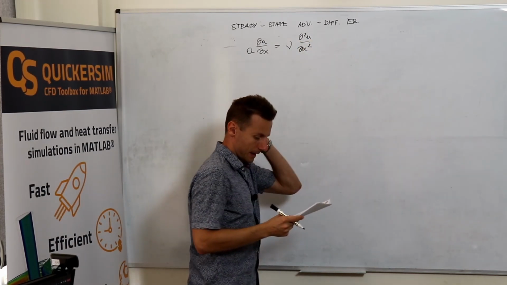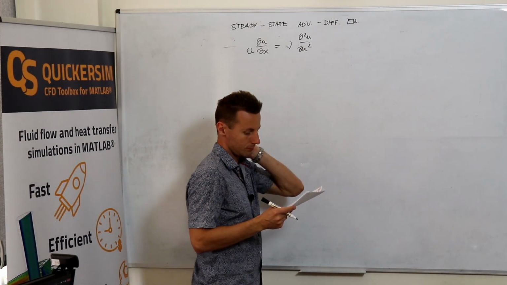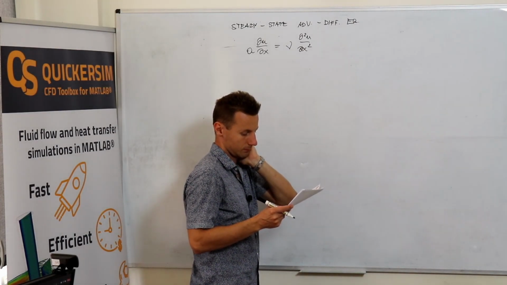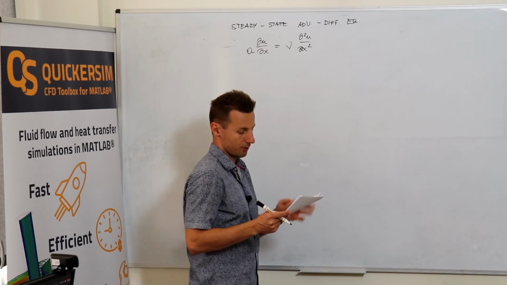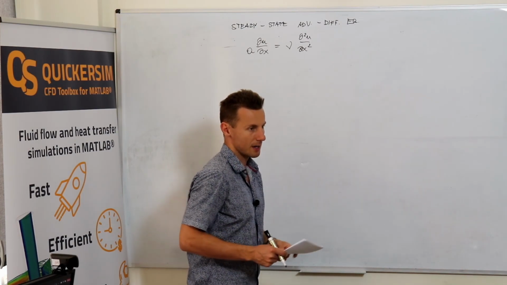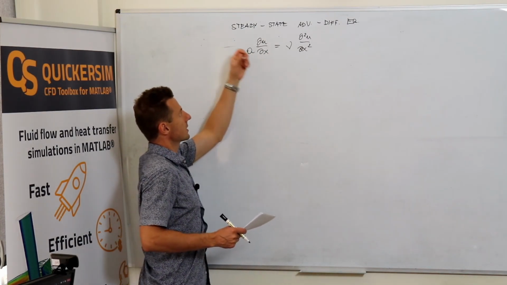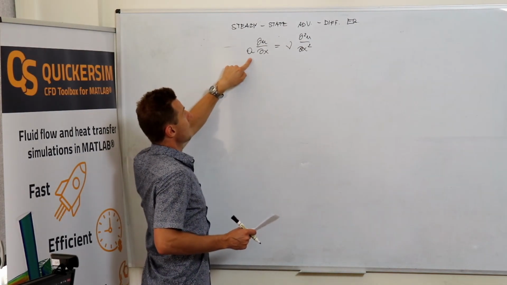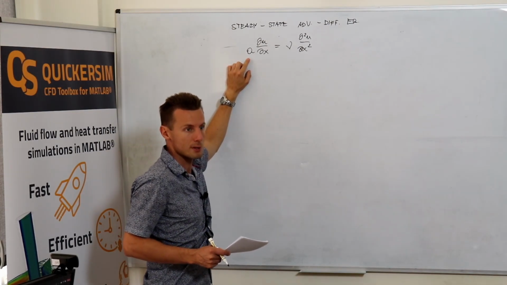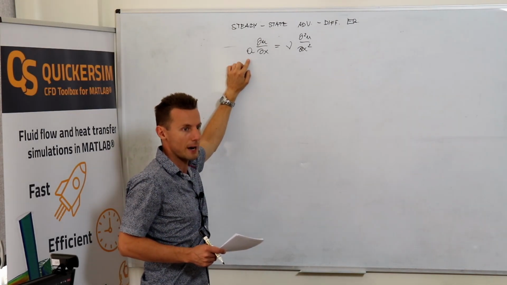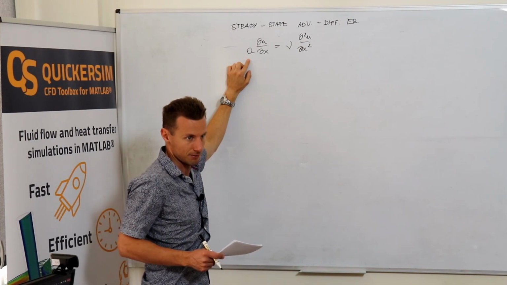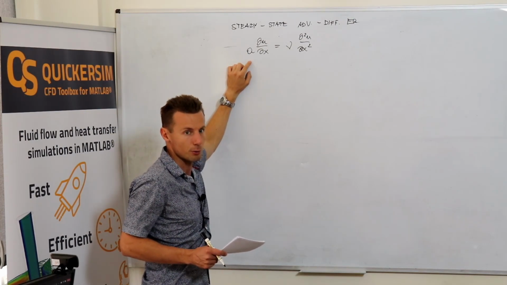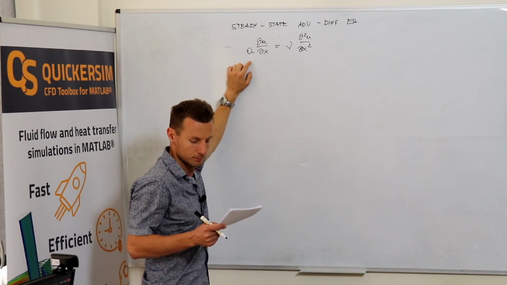And now the good question is how to discretize it in a general way, assuming that you want to write a numerical scheme and you don't know whether A is positive or A is negative. How can you write the discretization?